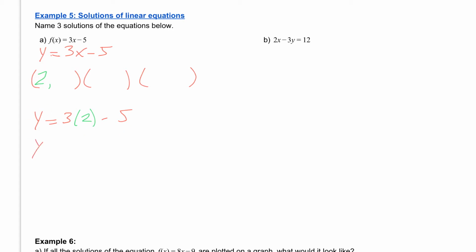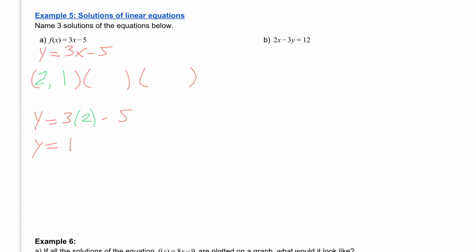If I evaluate this expression, I'll get my y value. So y is going to be equal to 3 times 2, which is 6, minus 5. So 6 minus 5, which is 1. So my y value would be 1. So when x is 2, y is 1. That's the point that's on my graph. I can continue to pick numbers, plug them in to get my other ones.